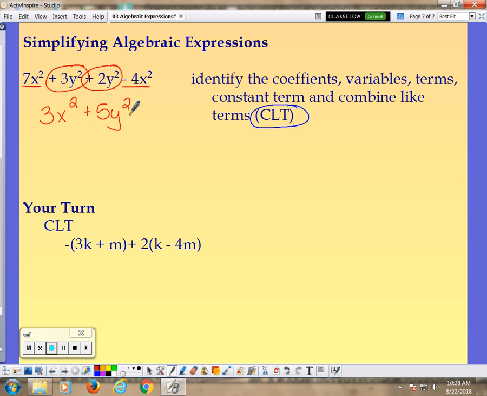Now down here on the your turn problem, I notice that I have a minus sign outside of a parenthesis, which says I need to distribute that minus to everything inside the parenthesis. So this becomes negative 3k minus m plus, now I distributed this, now I'm going to distribute the 2. And that's going to become plus 2k minus 8m. Now I'm going to combine my like terms. So I have a negative 3k and a plus 2k, which is a negative k. I have a minus m and a minus 8m, which means I have a minus 9m. These are not like terms, so I will not combine them.